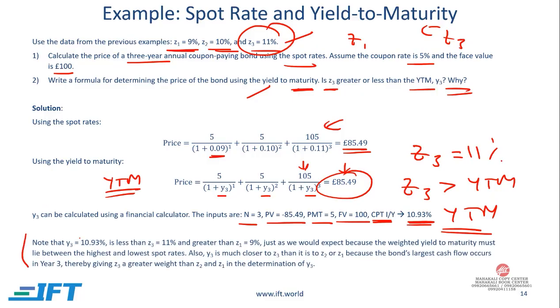And this is also explained over here. Y3 is 10.93, which is less than 11%, but greater than Z1, which is 9%, just as we would expect, because the weighted yield to maturity must lie between the highest and lowest spot rates. Also, Y3 is much closer to Z3 than it is to Z2 or Z1, because the bond's largest cash flow occurs in year 3, thereby giving Z3 a greater weight than Z1 and Z2 in the determination of Y3. And again, Y3 is the yield to maturity for this 3-year bond.